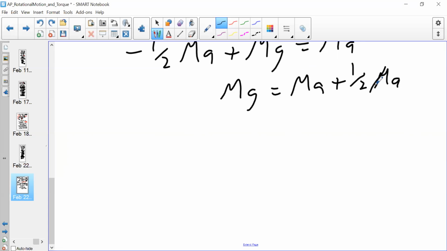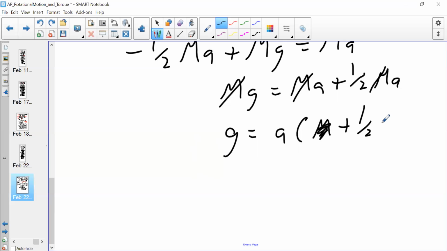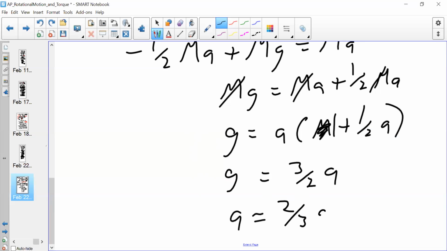So then the m's go away here, and then g is equal to a. But that 1/2. Sorry, I already canceled that. So 1/2 a and 1, okay, so that's going to be 3/2. So acceleration is 2/3 g. So that was one of the parts.